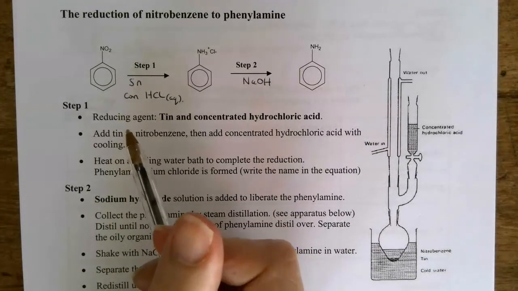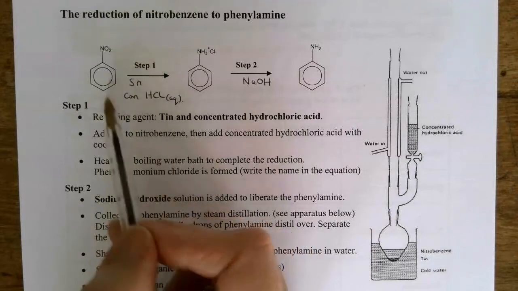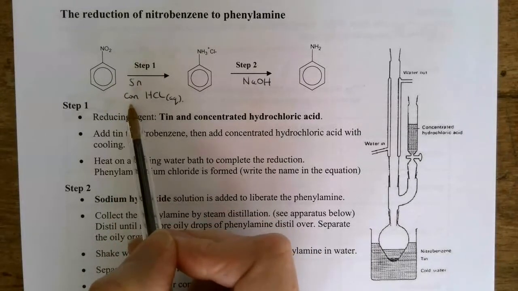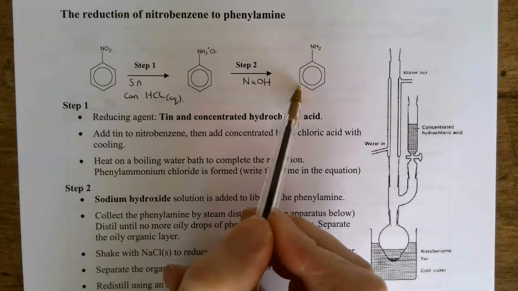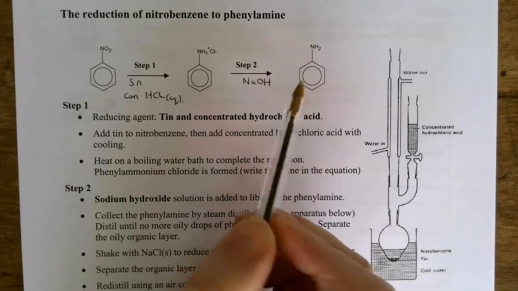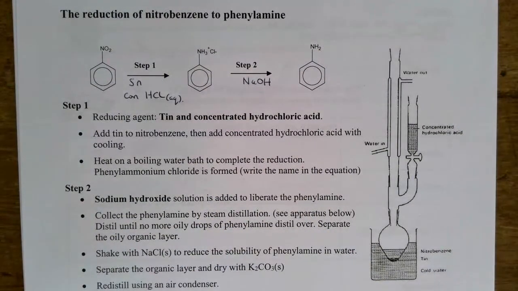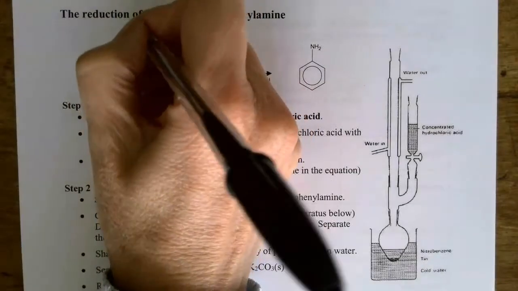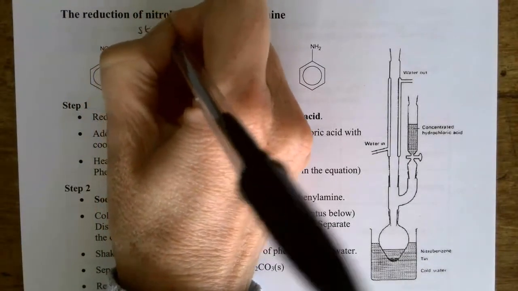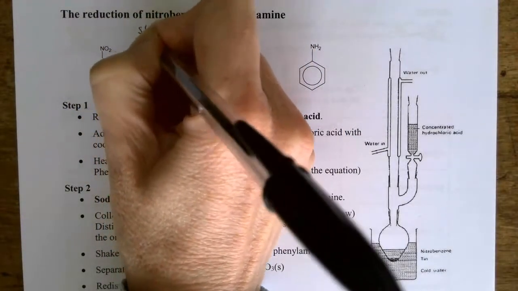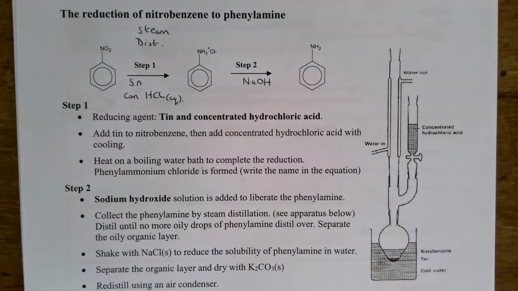In fact, in most exam questions, they'll just let you give tin and concentrated hydrochloric acid to produce the phenylamine. Now this is one of these annoying little reactions that you need to know. You don't need to know the mechanism, you just need to know the reagents, and the conditions are what we call steam distillation. Steam distillation is our conditions for this reaction.